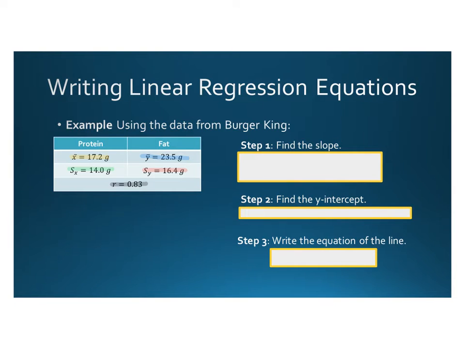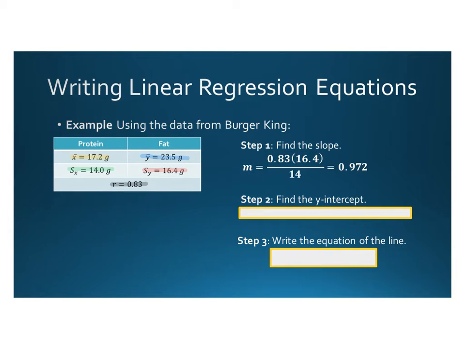After we've identified our 2 variable statistics in r, we will find the slope. So remember, we are going to be using that slope formula. Remember, our slope formula is m equals r s sub y over s sub x. So if we were to look at that, notice our r value is 0.83. Our standard deviation for y is 16.4, and our standard deviation of x is 14. And it gives us a slope of approximately 0.972.